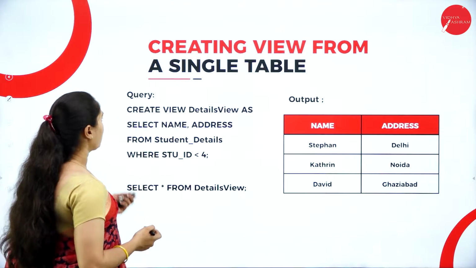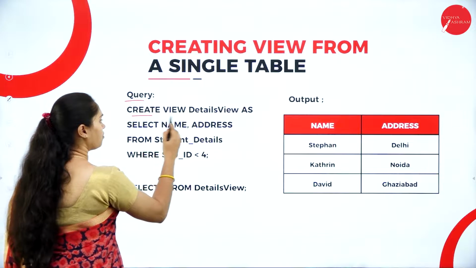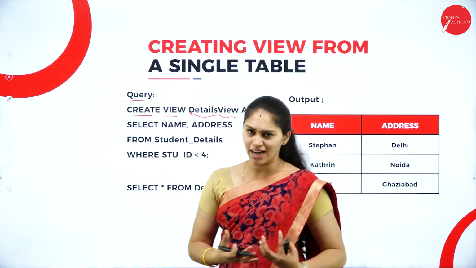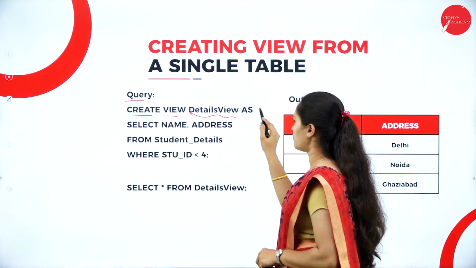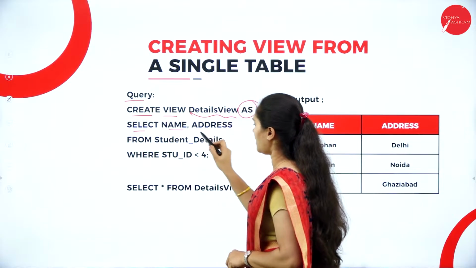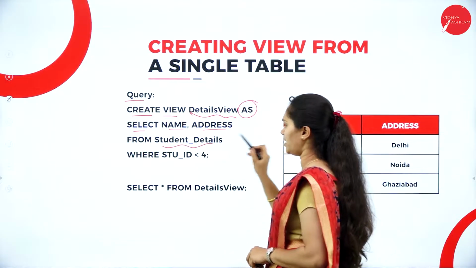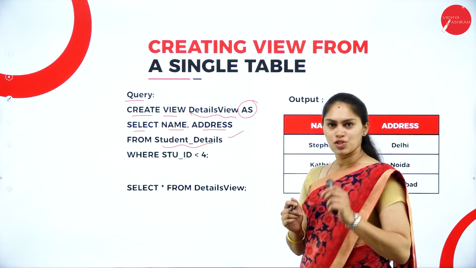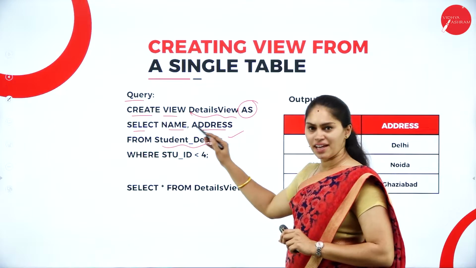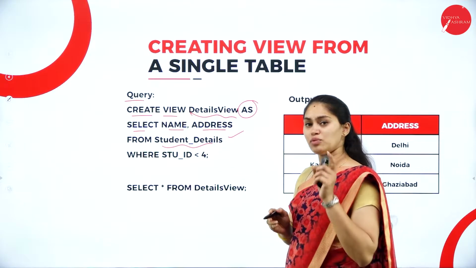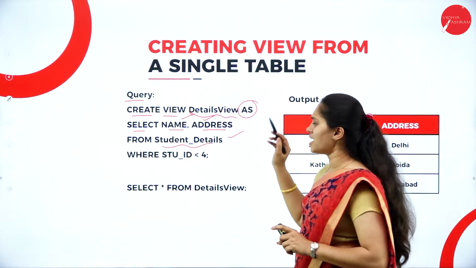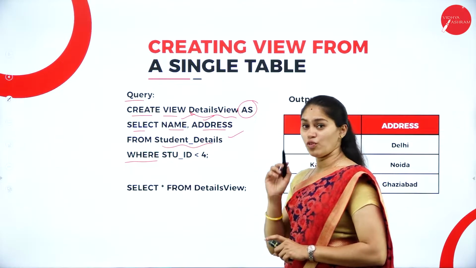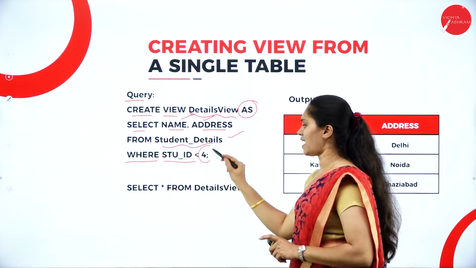So here you can see one more query: create view details view. What is the name of the view that I am creating? That is details view, as select name, address from student details. Already we know what we have in student details, right? We have student ID, name, address. Out of that I am only fetching name as well as address from the student details table, and I am giving a condition where student ID is lesser than 4.